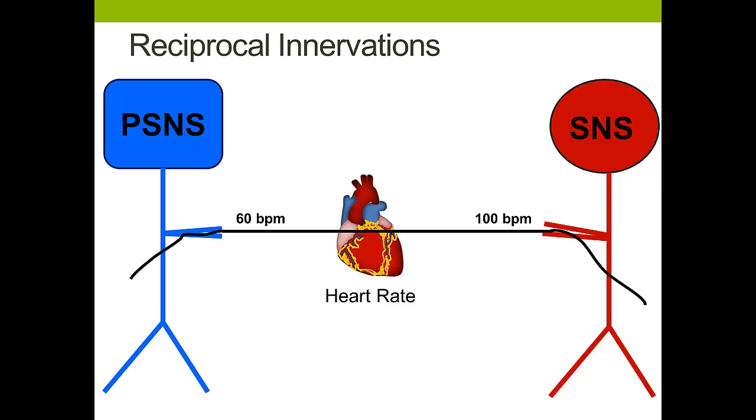For example, let's consider the example of heart rate. Both the sympathetic and parasympathetic divisions of the nervous system innervate the sinoatrial or SA node of the heart and can affect the heart rate. The parasympathetic nervous system, when it pulls, would tend to decrease the heart rate towards a lower number of beats per minute. The sympathetic nervous system, on the other hand, would tend to pull the heart rate higher. Thus, the two autonomic divisions are in a game of tug of war against one another.